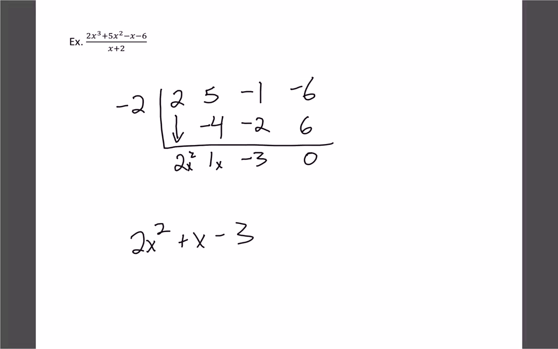If you ever wanted to check if you did it right, you could FOIL these out. If we just take that 2x squared answer, times it by what we were originally dividing, FOIL that all out, you will get the top. You will get what you started with.